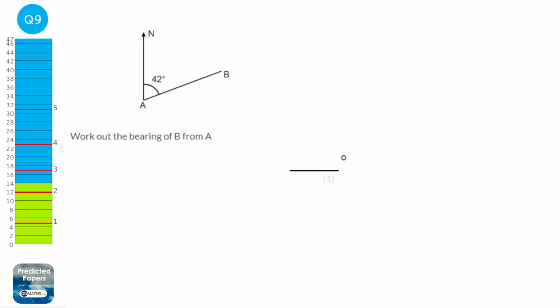Bearings are always from north and go clockwise. So let's have a look at where the north line is. Well, the north line is here. And to find the bearing of B from A, so that means we're at A and we're looking at the angle of B, we're going to go clockwise. And you can see on the diagram it's already labelled as 42 degrees. But the third rule of bearings is they must be 3 digits. So instead of 42, it's going to be 0, 4, 2.